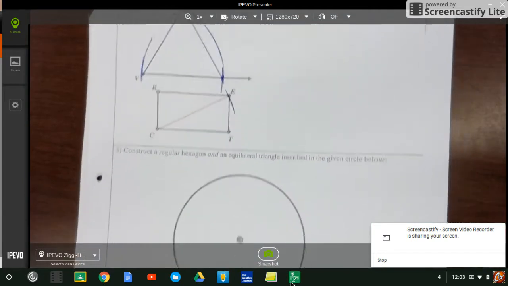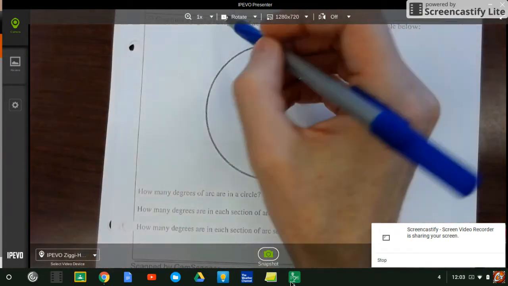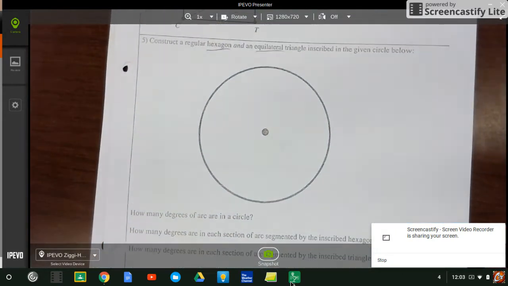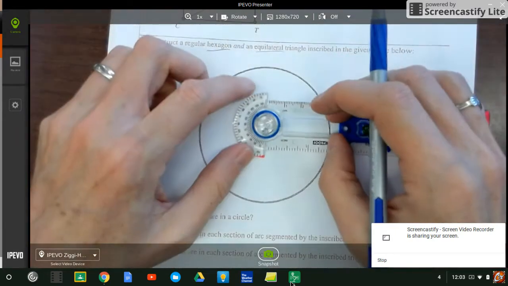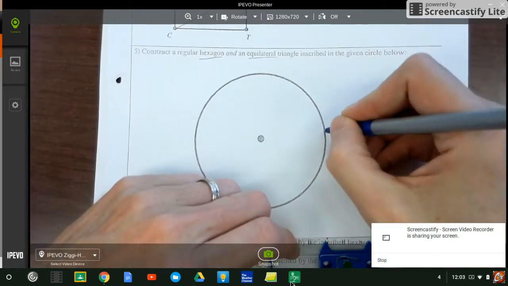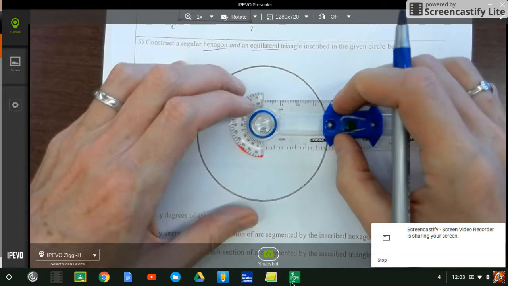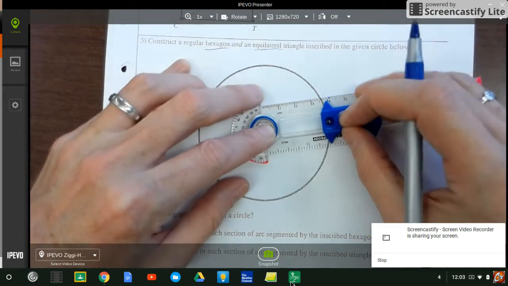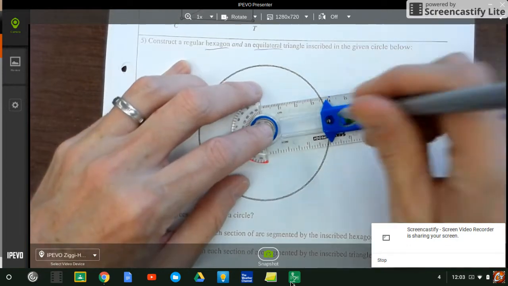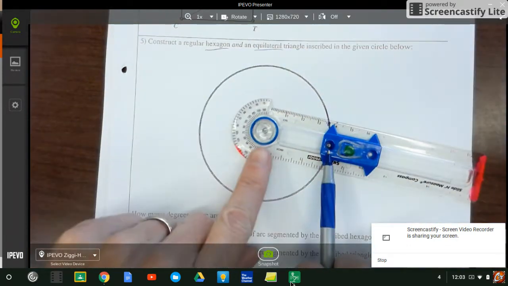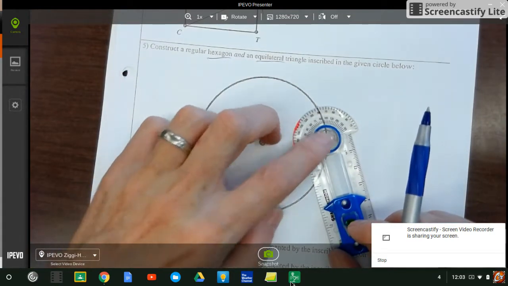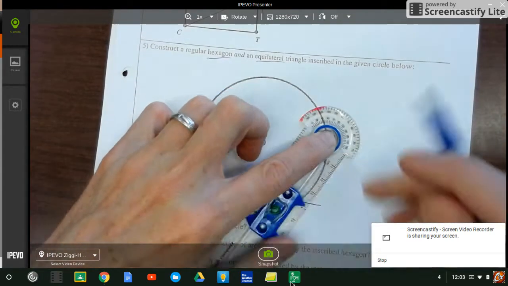Okay, last thing, we want to construct a hexagon and an equilateral triangle. So I need to get my radius first. I'm going to set up at my center, and just like in class when we forgot our radius, you know what? I'm going to put a random point on here so I can see it better. Set up at my center, find my point. There's my point. So there's my radius. I now have the radius of the circle. I'm going to go to my point, center on my point, and draw that radius and make my marks.